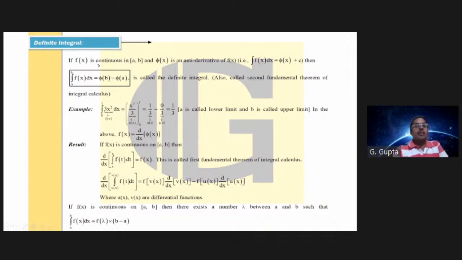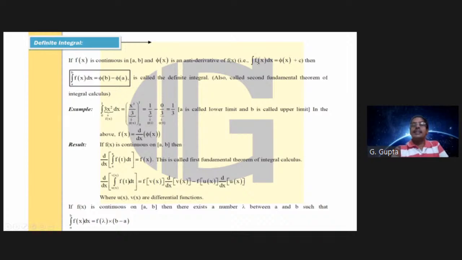In closed interval a b, function is continuous means at every point between a and b, the function should satisfy the continuous definition at every point, and at a, the right hand limit of f of x should exist, and at b, the left hand limit should exist, and phi of x is an antiderivative of f(x). Another name of integral is antiderivative. So integral is the antiderivative procedure.